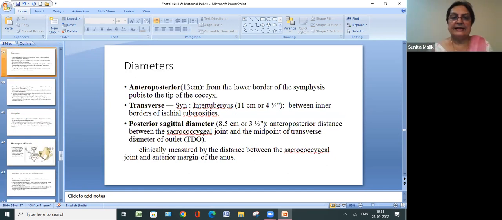The diameter at this level is AP 13 centimeter, transverse intertuberous 11 centimeters, and the posterior sagittal. Now see the line, the posterior sagittal is the midpoint of the line drawn between the intertuberous diameter and the tip. It becomes more, it's 8.5 centimeter. And if we want to see outside on the woman, we can find out the distance between the sacrococcygeal joint and the inferior margin of the anus. That's the posterior sagittal diameter.